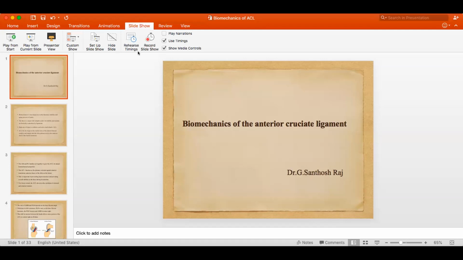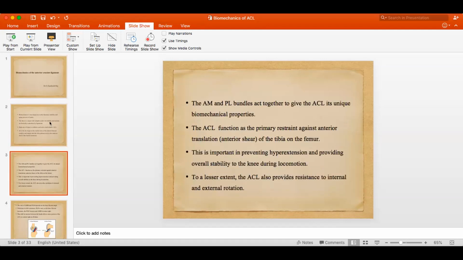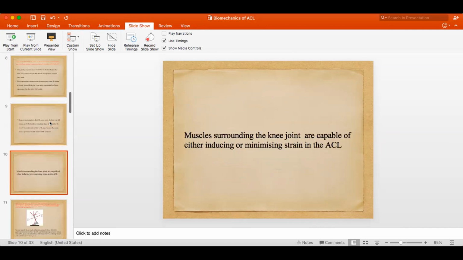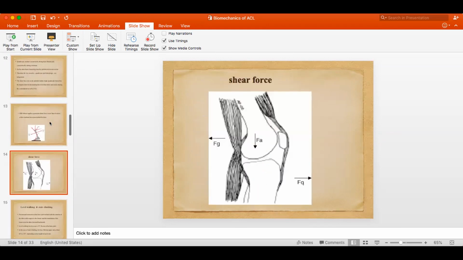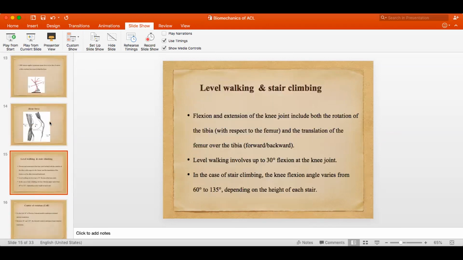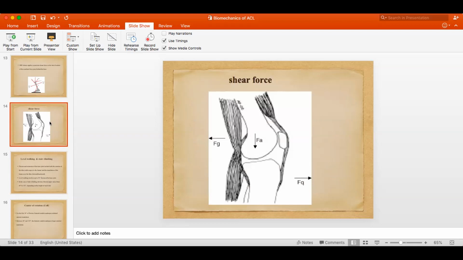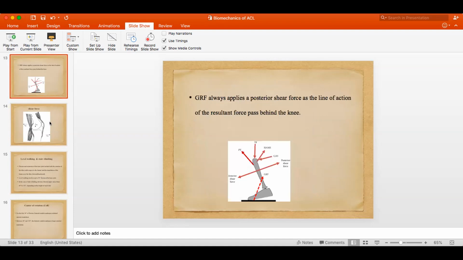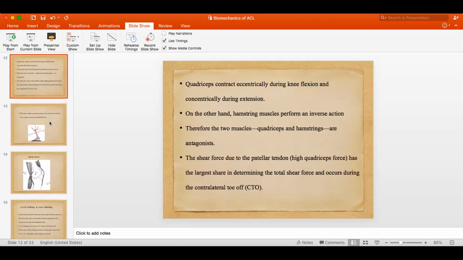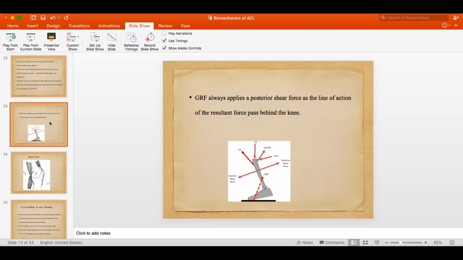So, for example, go to the slide of stair climbing. What did you understand from that? Let's go to the previous slide. You were mentioning the opposite toe off. What is the meaning of that? Previous. No, toe off. Next one. Next.